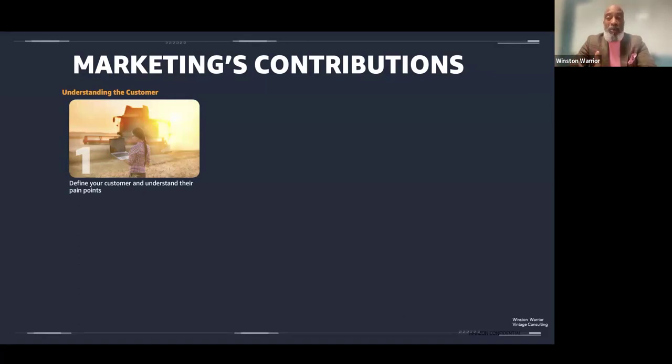And for those of you who may not know what pain points are, it's basically what the customer is trying to solve with your product. So for instance, if we think about the iPod, right? The iPod was developed for what?